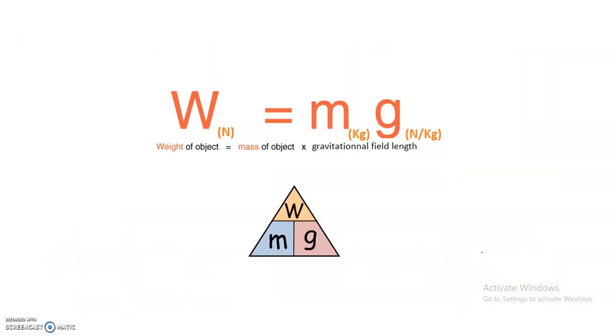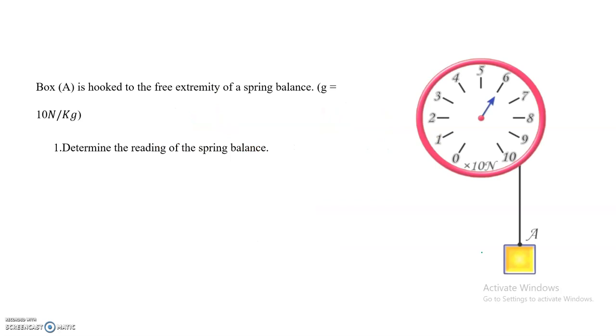Now, W equal m times g. This is the magnitude of the force. m is the mass of a body. g is the gravitational field strength. What is the difference between weight and mass? Before explaining the difference between weight and mass, I will solve this exercise.